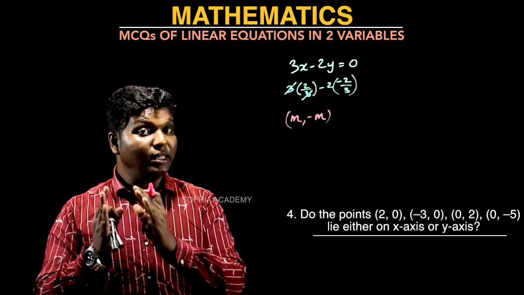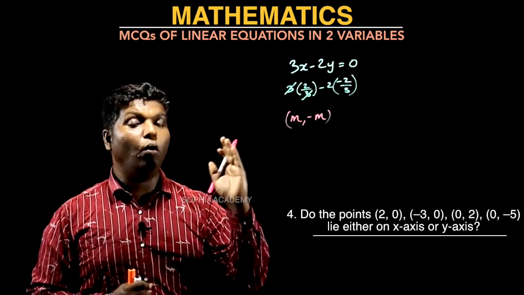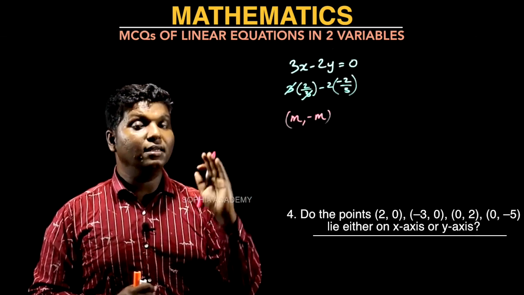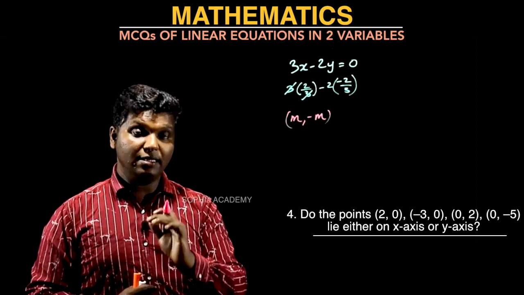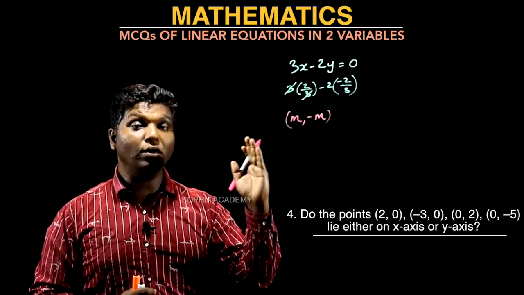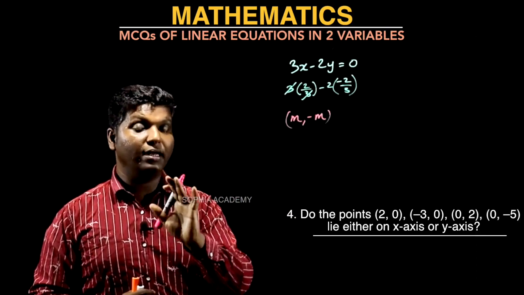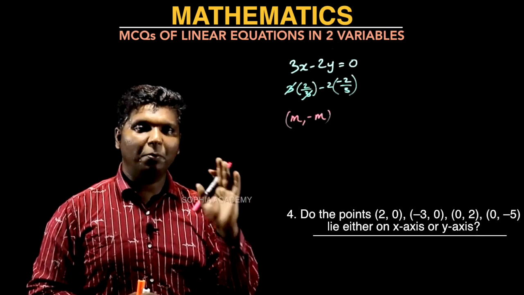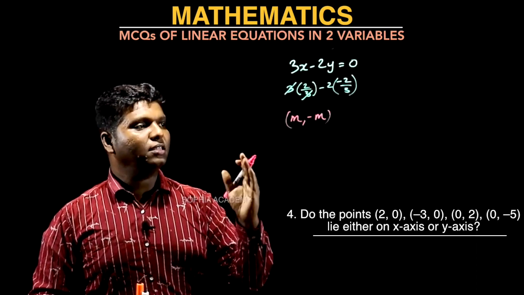As I told you in the introduction part of this chapter, whenever you are seeing a 0 on the y coordinate, it means that that typical point lies on the x-axis. At the same time, if a point is given and 0 is mentioned on the x coordinate, it means that that typical point lies on the y-axis. So here we can understand the first 2 points.